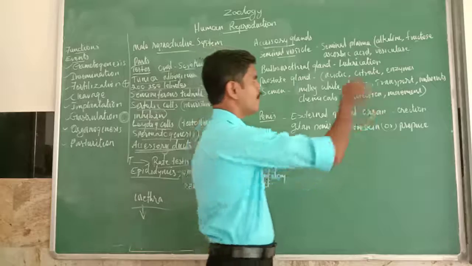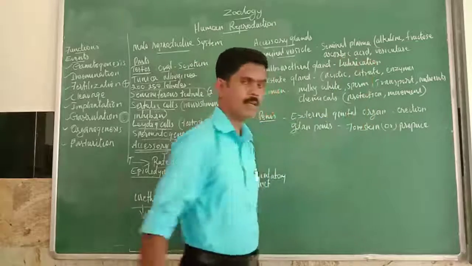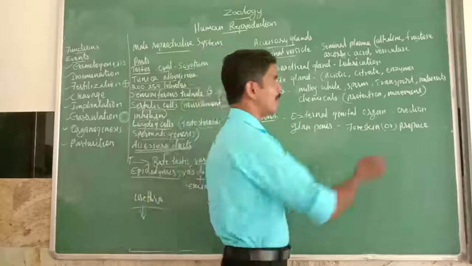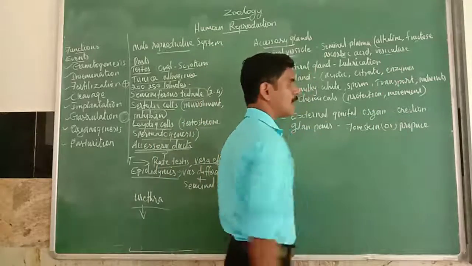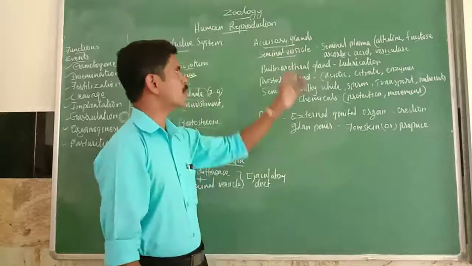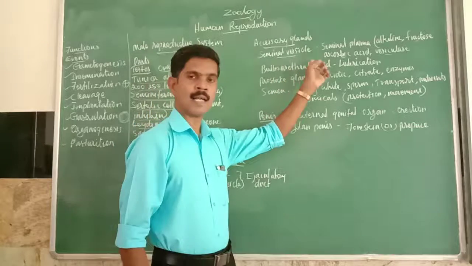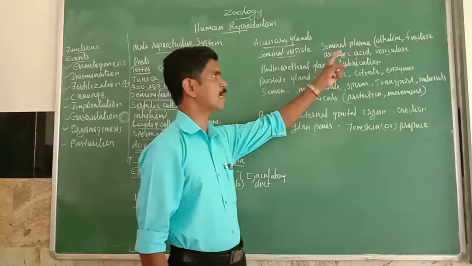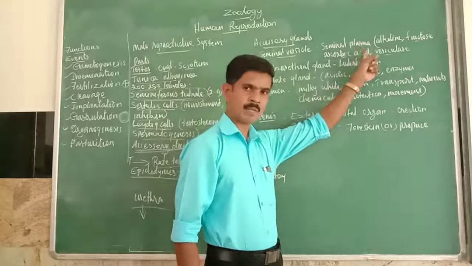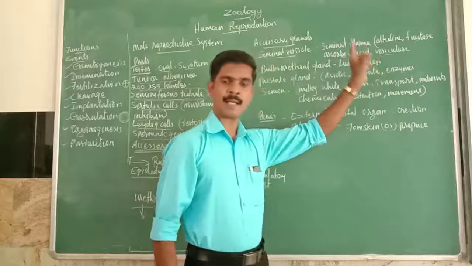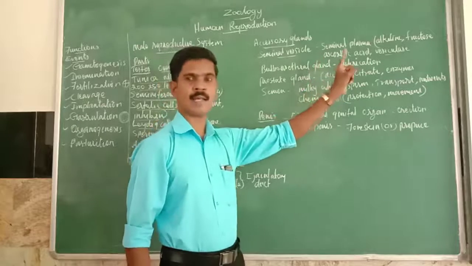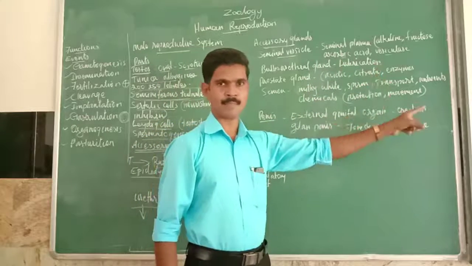It consists of one acid, called ascorbic acid, and one enzyme, called vesiculase. So, the seminal vesicle is a gland present in the male reproductive system. This gland secretes a fluid called seminal plasma. This seminal plasma is alkaline in nature. It consists of fructose, ascorbic acid, and an enzyme.